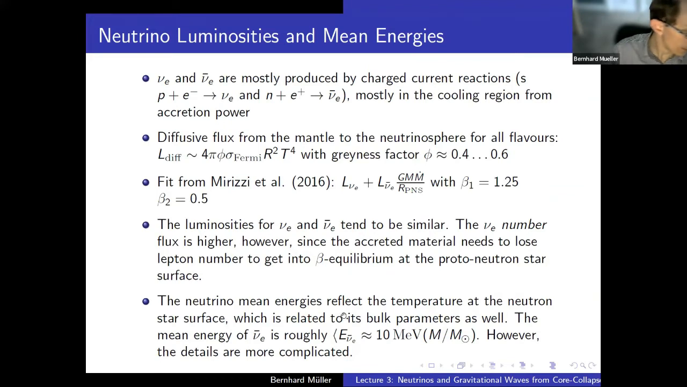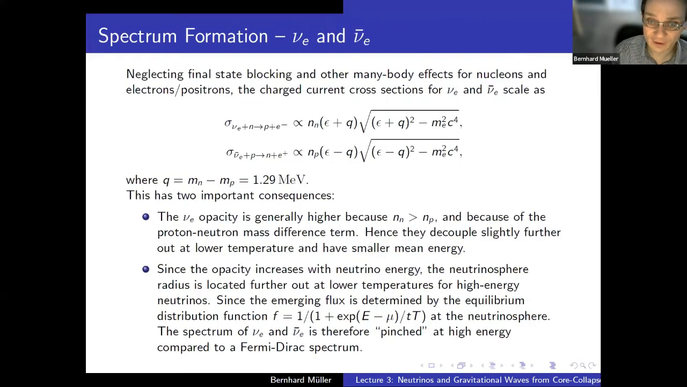Okay, let's see whether I should go ahead with the next slide. Maybe I still go ahead with the next slide, and then we stop for questions briefly, because one finding that begs a question now is, of course, why are the electron antineutrinos more energetic than the electron neutrinos?